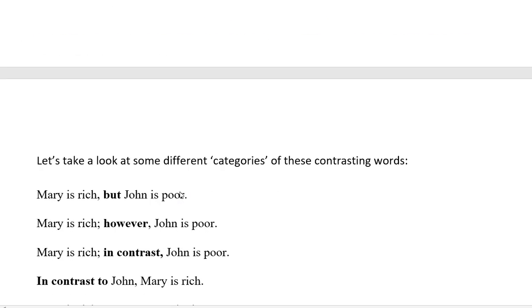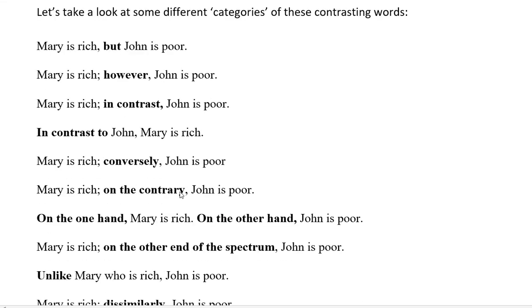Here you have different ways of saying but. So instead of saying Mary is rich, but John is poor, instead of saying but all the time, you could say however, in contrast to. Mary is rich, conversely, John is poor. Mary is rich, on the contrary, John is poor. On the one hand, Mary is rich, on the other hand, John is poor. So these are all different ways of saying Mary is rich, but John is poor.